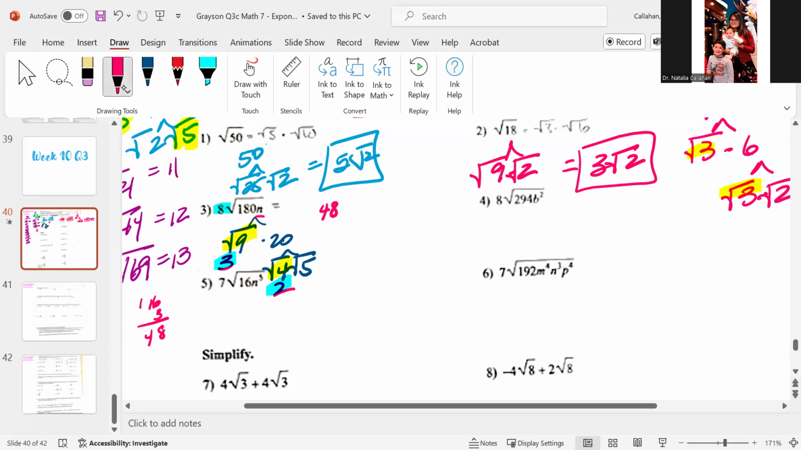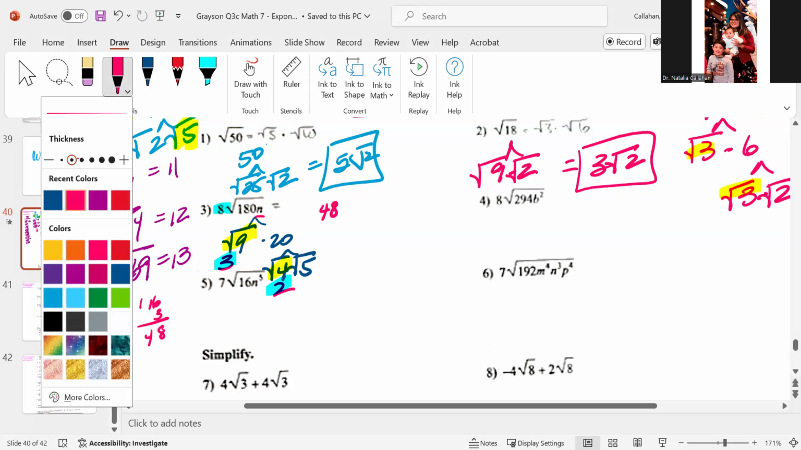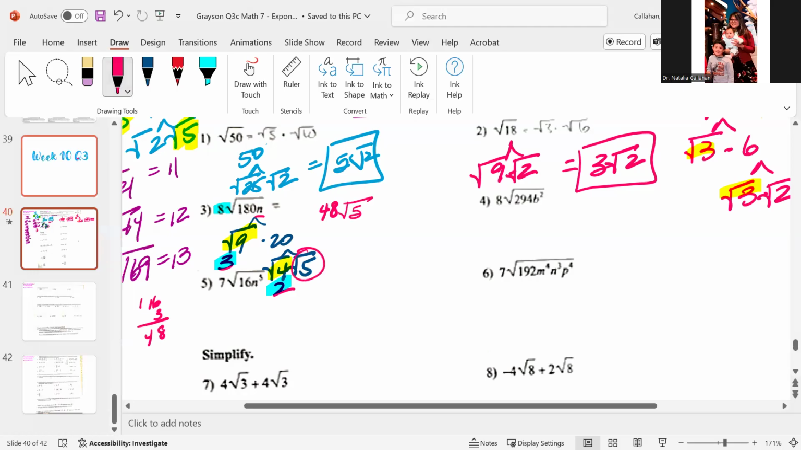The n you cannot take out. That stays inside. This 5 stays inside. And this is your answer. Do you see that?